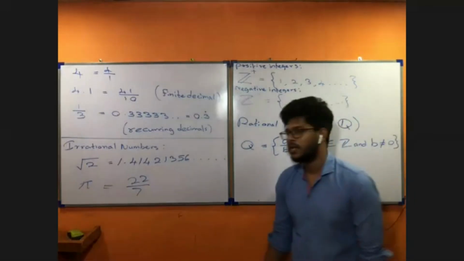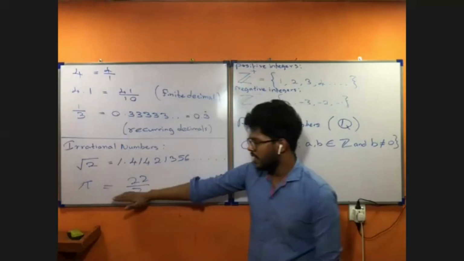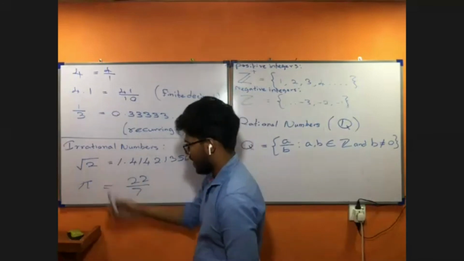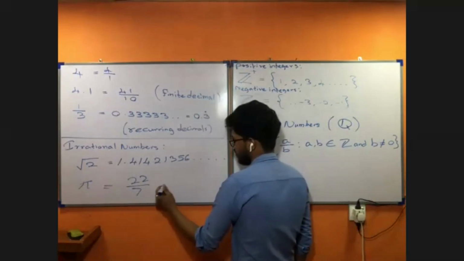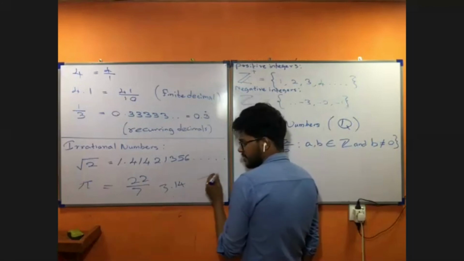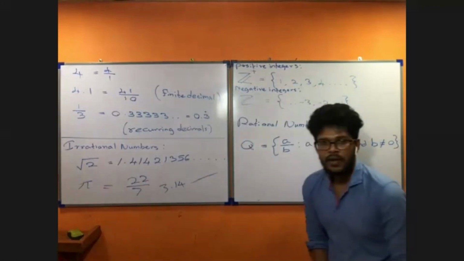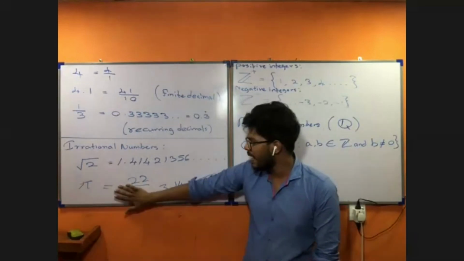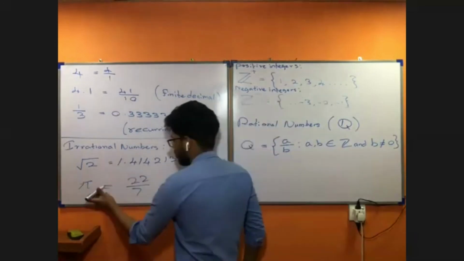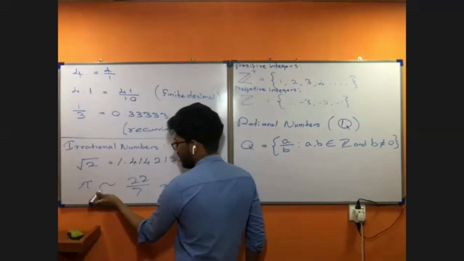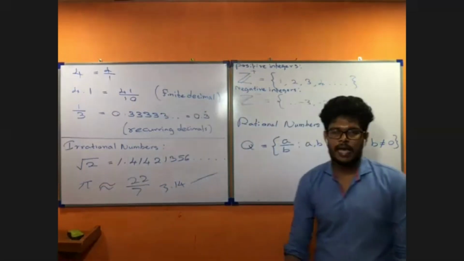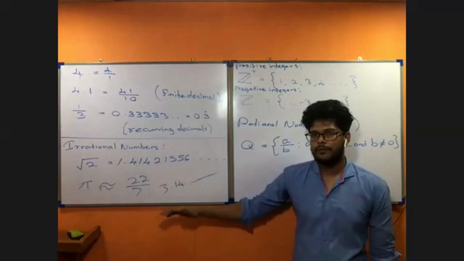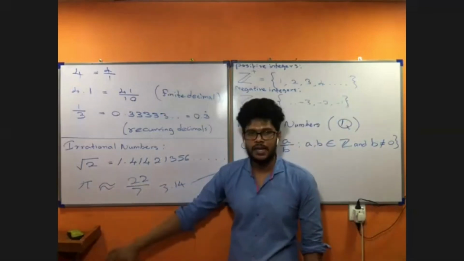No, it is not a rational number. It is an irrational number. Why am I saying so? If you find the actual value of pi, it is going to be 3.14 followed by very different numbers. But this 22/7 is an approximation. This is not the actual value. Pi is approximately equal to 22/7. It is not the actual value of pi.